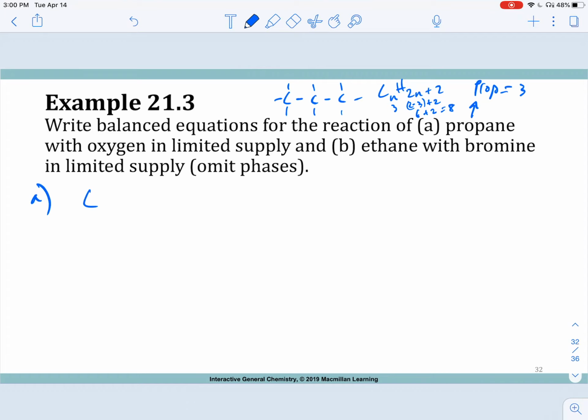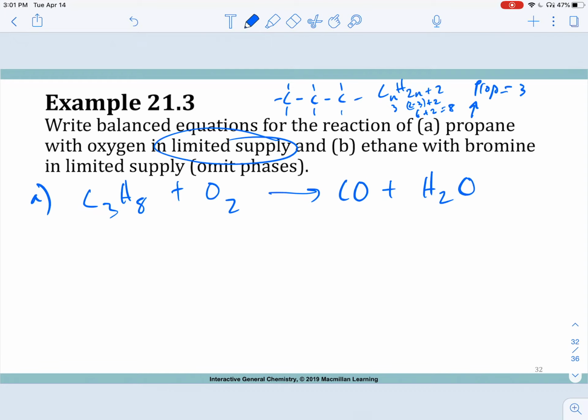So C3H8 plus O2, limited supply. Okay, remember, what should this be? We're not getting CO2, we're getting CO and H2O this time. And then, oh, we got ourselves a whole balancing thing again. For these, we can come back and balance out our oxygens at the end. This is how I would do these. Balance out the carbons and the hydrogen first, then I can adjust my oxygens at the end.